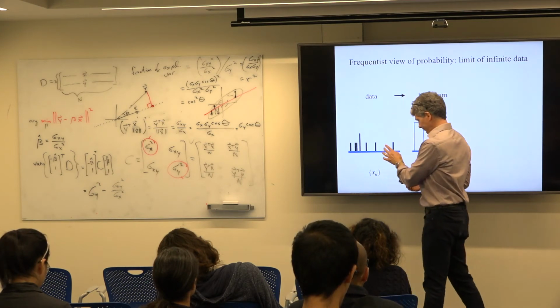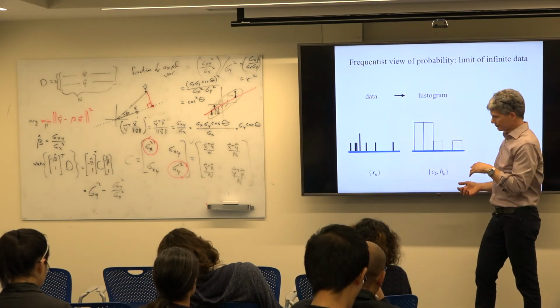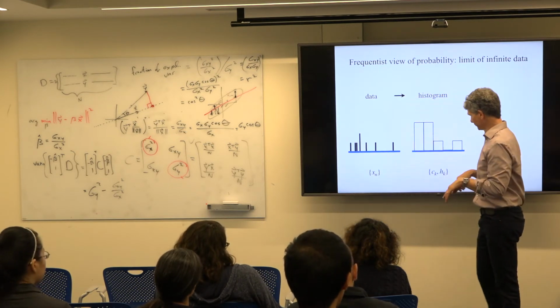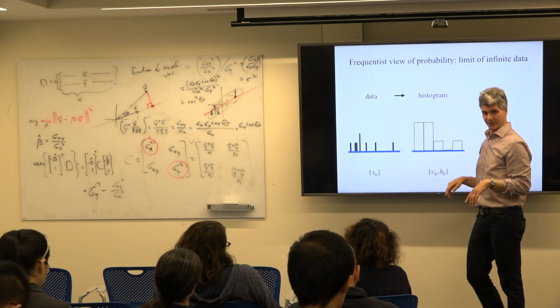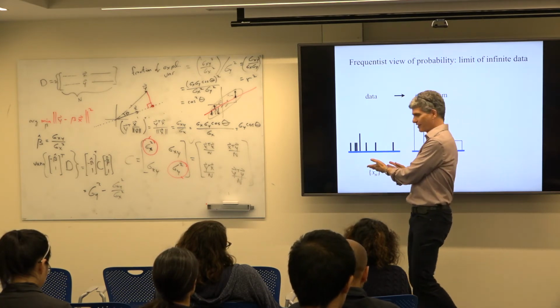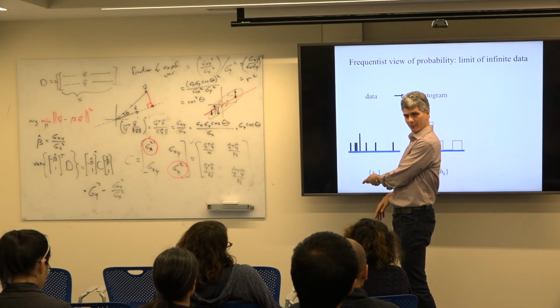The histogram is still a summary. So I have 1, 2, 3, 4, 5, 6, 7, 8 data points here. I have 4 histogram bins here. The representation of the data is very different. So this is the raw data. This is just a set of x's that were measured.